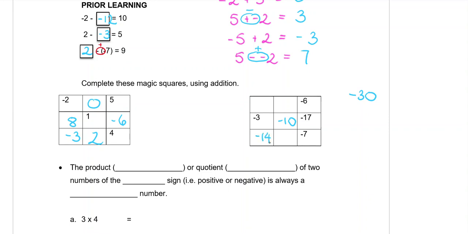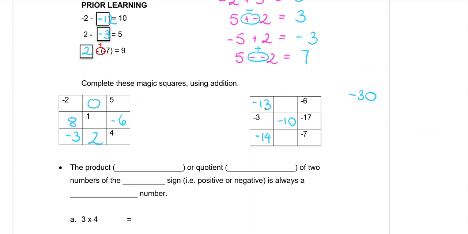Now I have lots of options. Let's do this vertical. Minus 14 minus 3 is minus 17. How many more to get to minus 30? Yes, very good. All right, shall we go across the top?